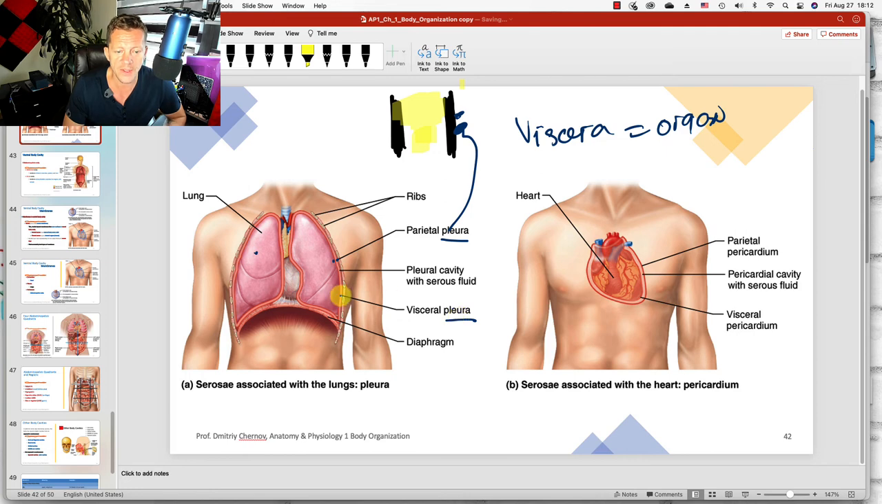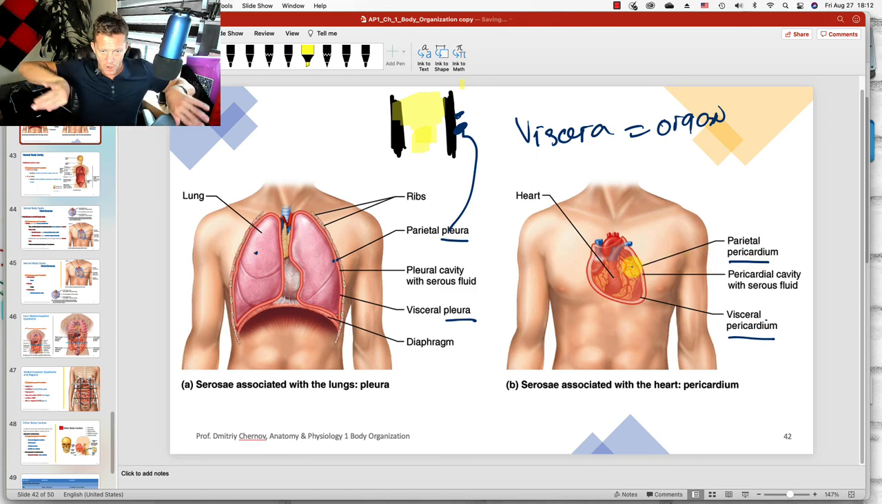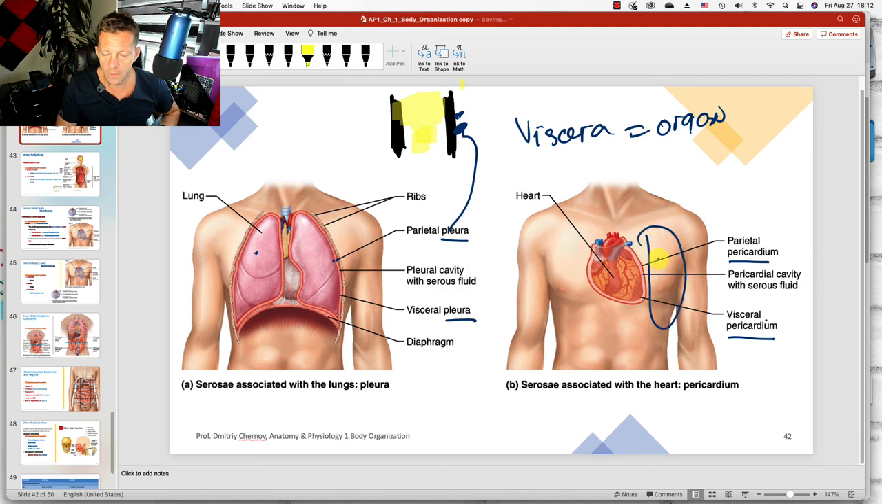That's why it's called visceral pleurae. Pleurae is the lung, and it is a visceral pleurae, or it is a visceral pericardium. Which organ? The cardium, pericardium. Parietal pleurae is around the chest wall. And the parietal pericardium is around the outside of the other organs, which is the lung on this side and on this side. That's why this side is called parietal pericardium, and this one is called visceral pericardium because it's closer to the heart. For the lung, it is parietal pleurae on this side, and on this side it is visceral pleurae. I know it could be confusing.